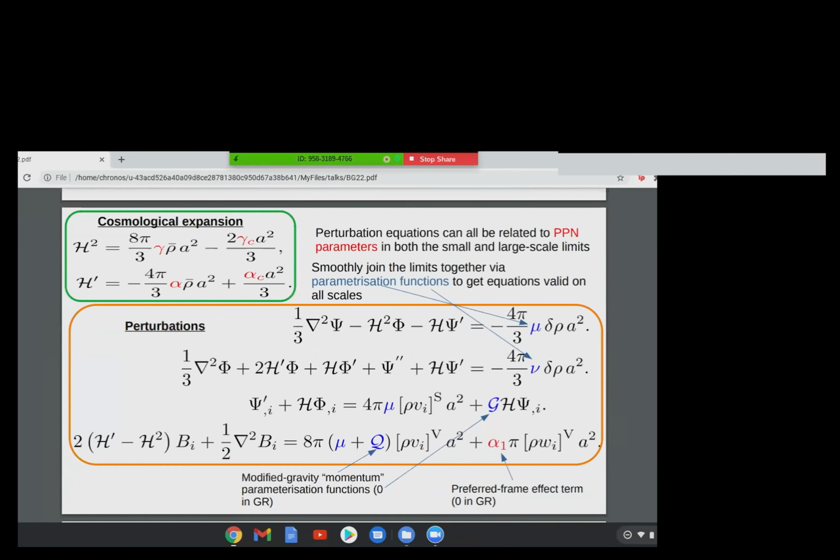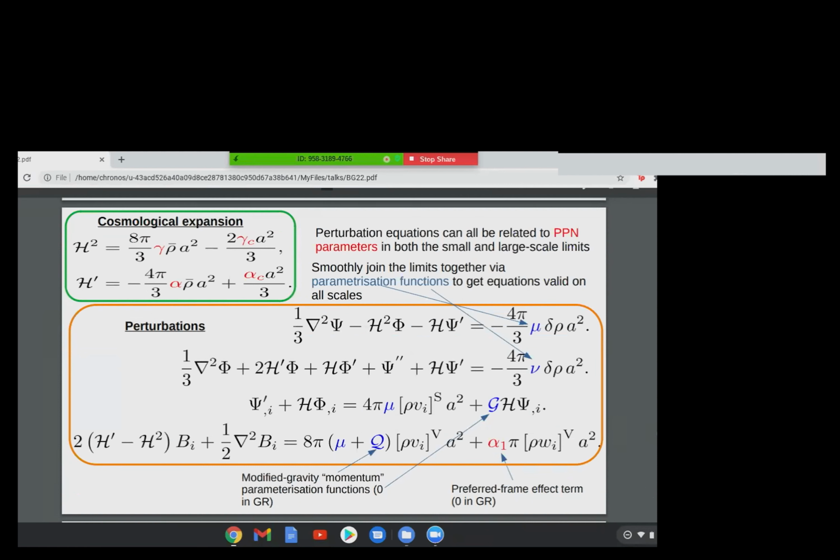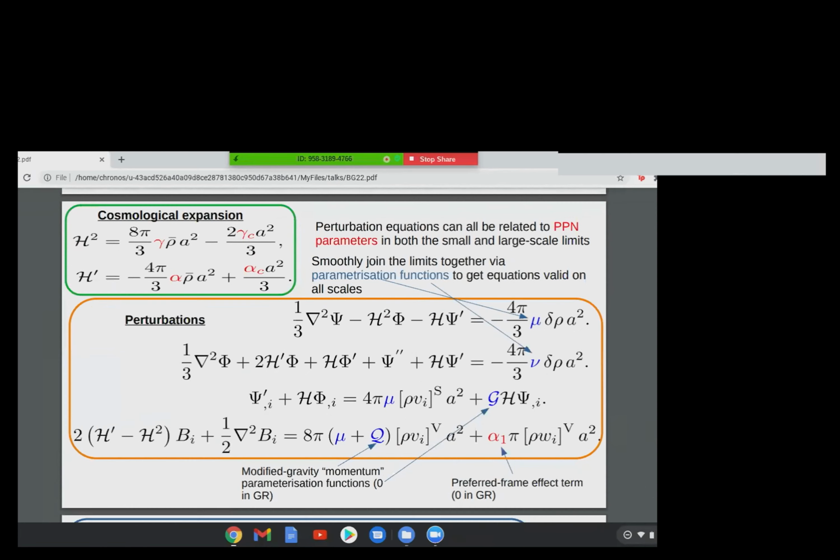So these equations look like this, and I don't want you to worry too much about the precise form. But the point is that we now have these smoothly joined parameterization functions, such as the mu and nu that I've highlighted there, and also the g and q. And the point is that both on the very small scales and the very large scales, these can be explicitly related to PPM parameters, and that's what I'll show in a moment.